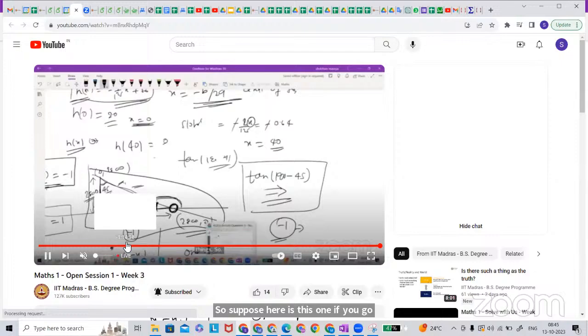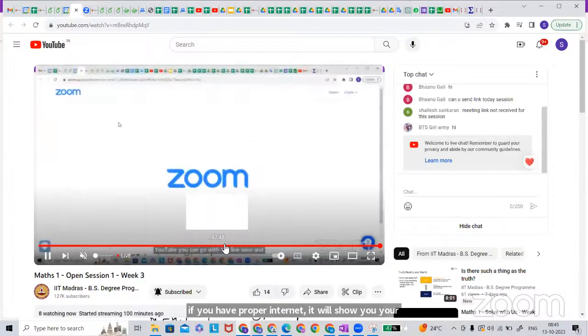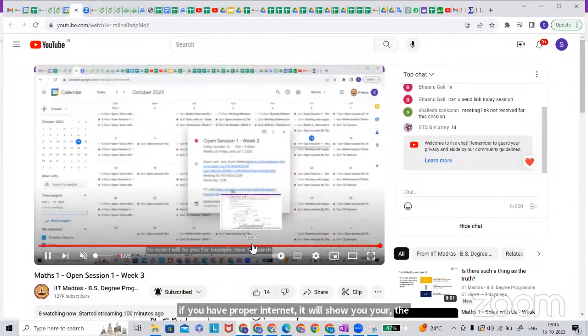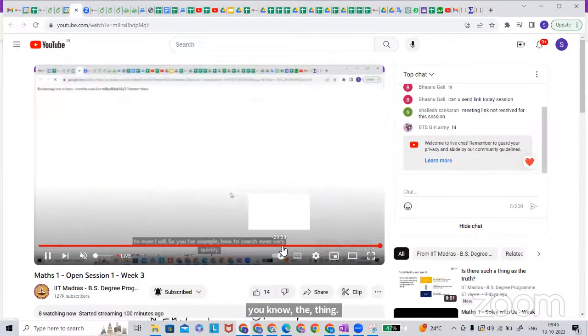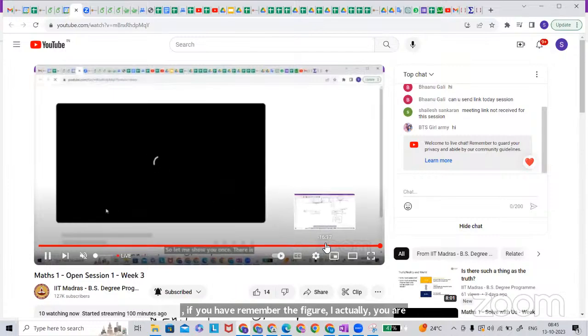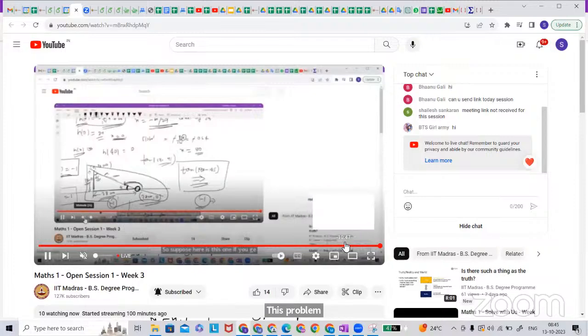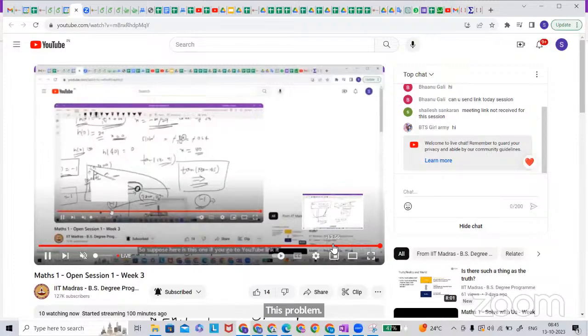Okay. So to search, if you click on here, then if you have proper internet, it will show you the thumbnail, some picture. So by this way, if you remember the figure we are discussing, this problem.